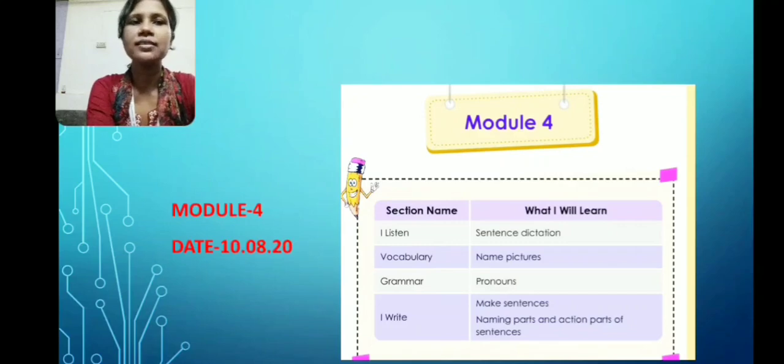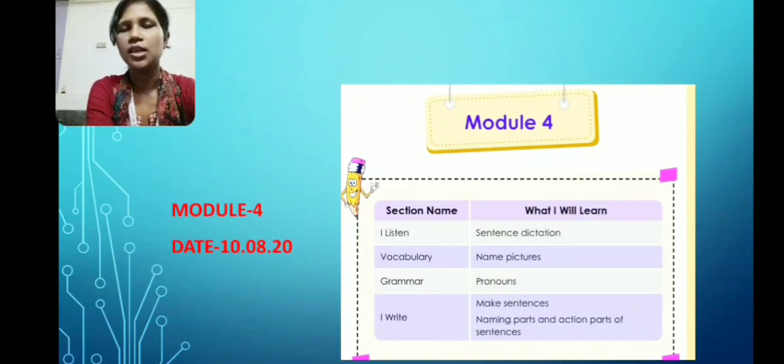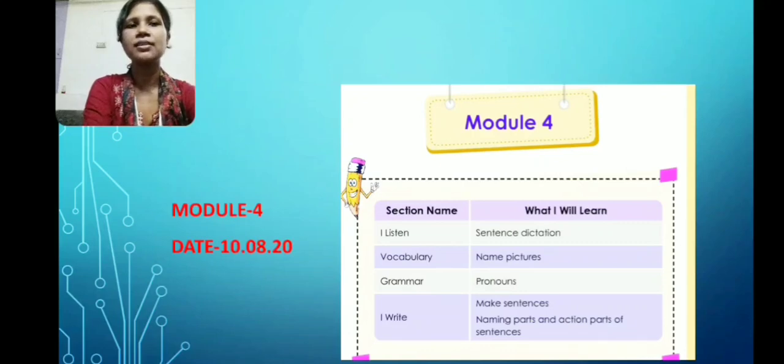In the I listen part, we are going to have the sentence dictation. For this sentence dictation part, I will be dictating 5 sentences. You have to listen to me and write down in the space provided in the workbook. In the vocabulary part, we will name some pictures given there. That means we will identify the given pictures and write their names. And third, in the grammar portion, we will be discussing pronouns. It is a new topic for us.